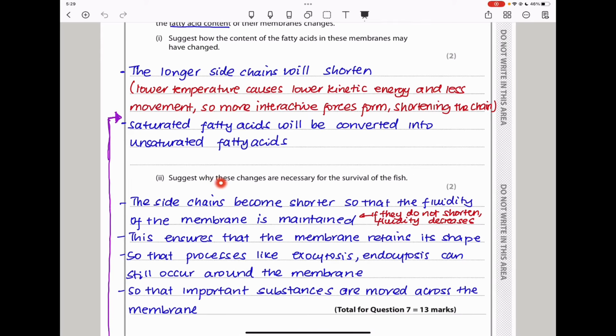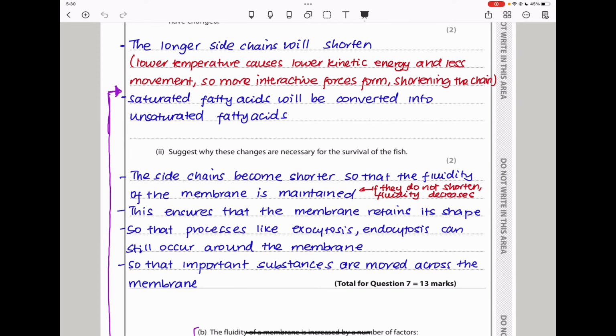Lastly, they suggest why these changes are necessary for the survival of the fish. I said the side chains become shorter so that the fluidity of the membrane is maintained. If they do not shorten, fluidity will decrease and the molecules will not be entering or leaving the cell appropriately. This ensures that the membrane retains its shape so that processes like exocytosis and endocytosis can still occur around the membrane, so that important substances are moved across the membrane because the fish needs to survive.